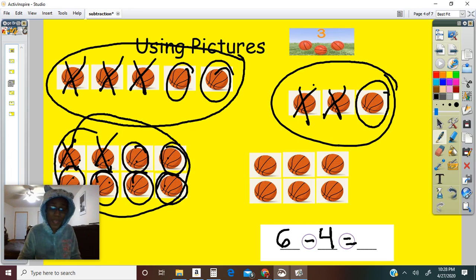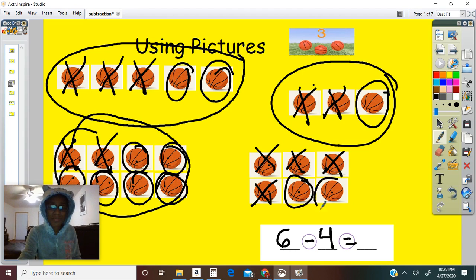Awesome job counting. We're going to start off with 6 basketballs. 1, 2, 3, 4, 5, 6. And you got it. You should have already X'd out 4. 1, 2, 3, 4. And how many did you get left over? Let's double check and make sure you got 2. 1, 2. Perfect. That lets us know that 6 minus 4 gives us 2 left over. Way to go using pictures.